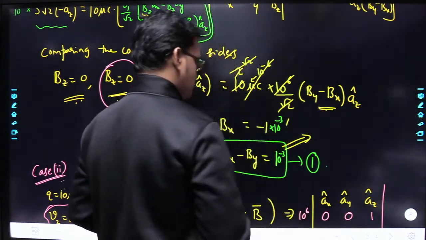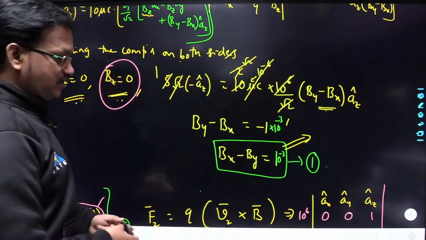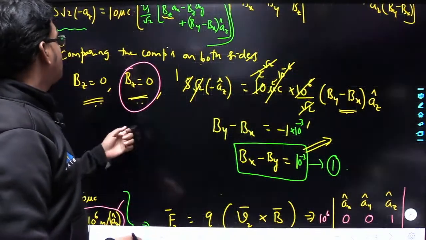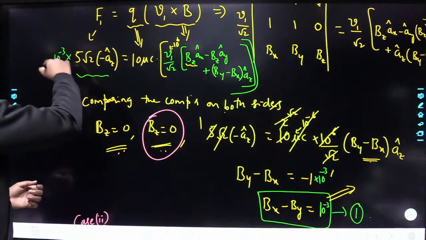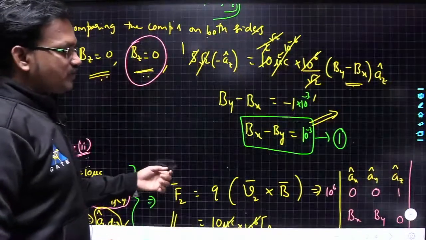So this is the equation you are going to get here. Bx minus By is equal to what? 10 to the power of minus 3, right? Because here I forgot to mention millinewton, that is 10 to the power of minus 3 Newton. So please correct that one here.